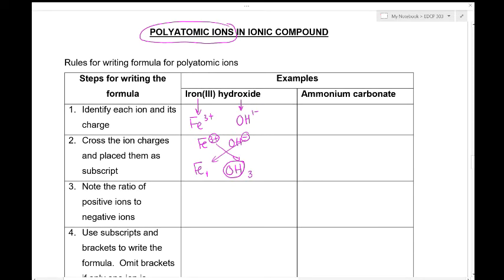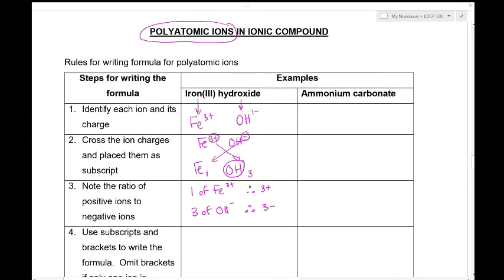Now, let's note the number of positive ions and negative ions to make sure that this is actually balanced. So here we have 1 of iron 3+, so therefore a charge of 3+, and 3 of OH-, therefore a charge of 3-. And notice 3+ and 3-, they would cancel out, it makes 0.